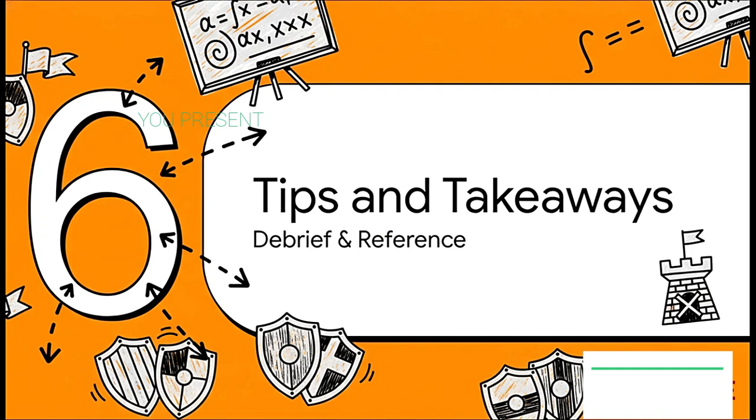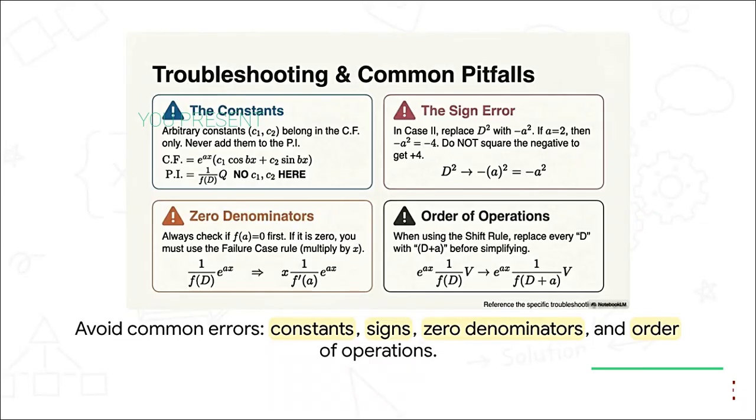Now let's do a quick post-battle debrief, just to reinforce what we've learned and make sure we don't fall into any common traps down the road. Here are 4 classic pitfalls to watch out for. First, those arbitrary constants C1 and C2, they only belong in the CF, nowhere else. Second, that sneaky sign error with the trig functions. I'm telling you, watch out for it.